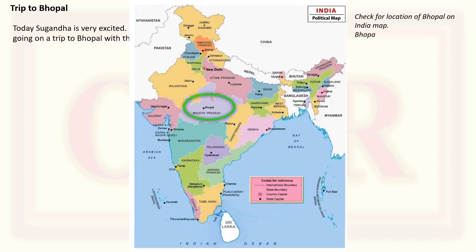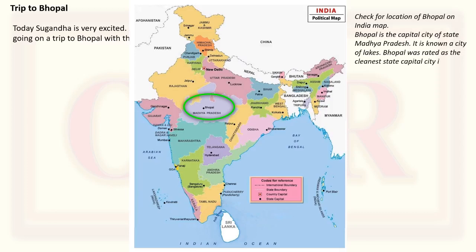A little bit about Bhopal. Bhopal is the capital city of the state Madhya Pradesh. It is known as the City of Lakes. Bhopal was rated as the cleanest state capital city in India for 3 consecutive years, 2017, 18 and 19.